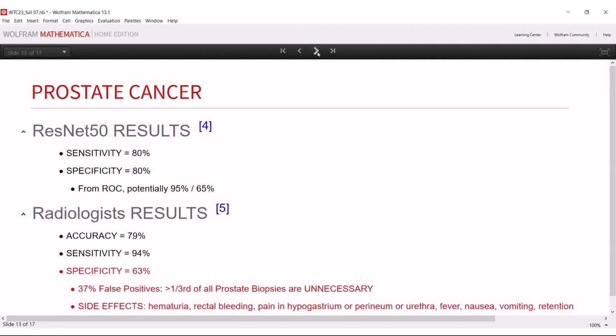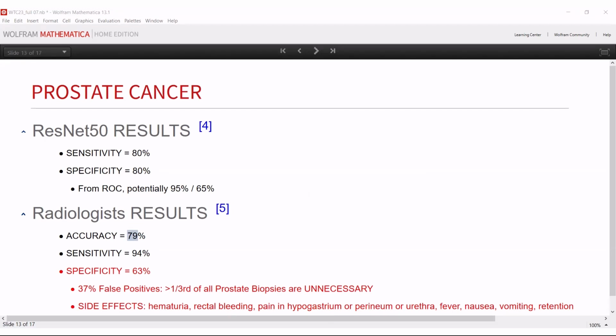Okay, so here are our results, the outcomes from the trained neural network: a sensitivity and specificity of 80%, so overall accuracy 80%, which is terrific. On such a small data set, it was quite surprising, and it's quite comparable to the radiologist accuracy at 79%. However, when you look at the radiologist outcomes in more detail, you see a skewed response. They have a 94% sensitivity, so only a 6% false negative rate.